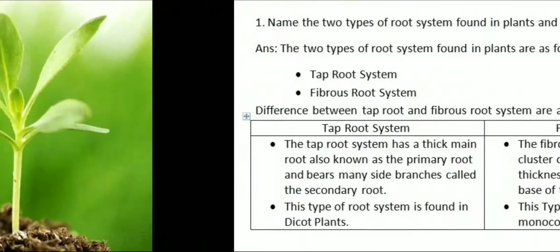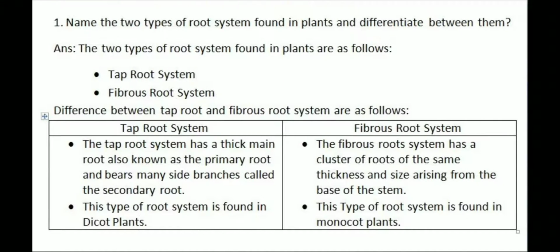Okay. So the first question is the two types of root system found in plants and the differentiation between them. Two types of root systems are taproot and fibrous root. The differences are as given over here.